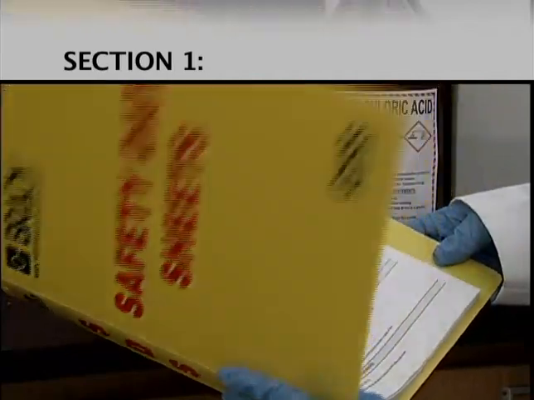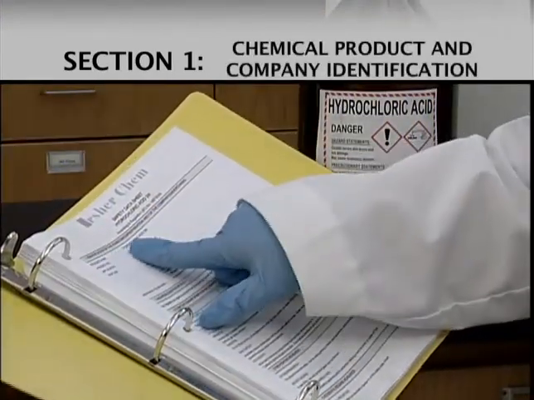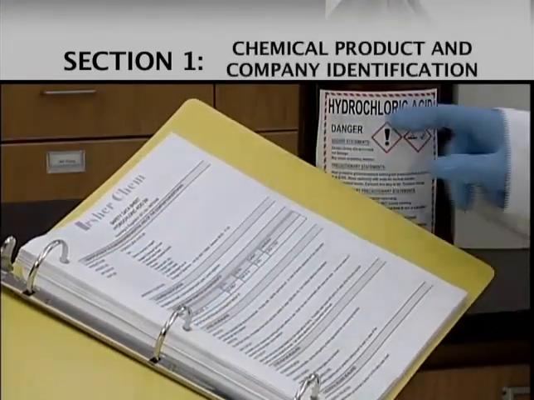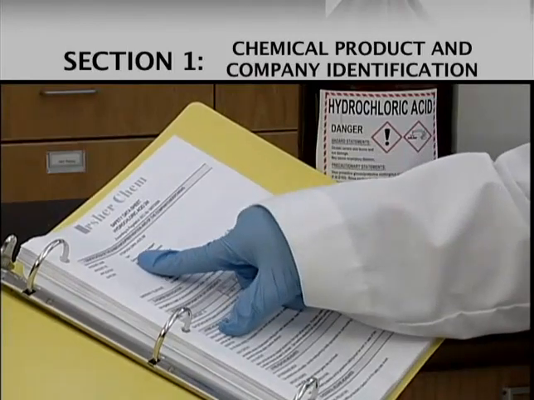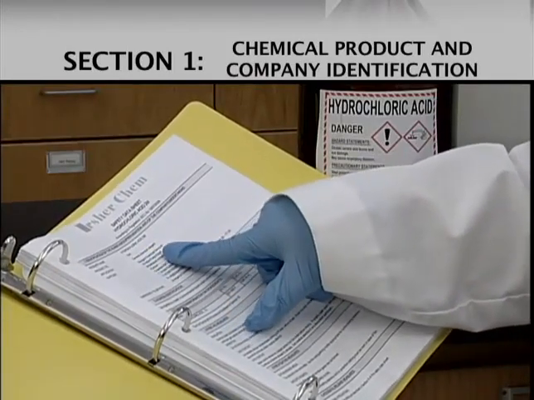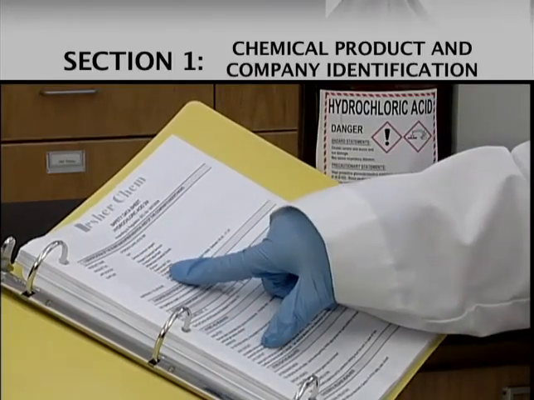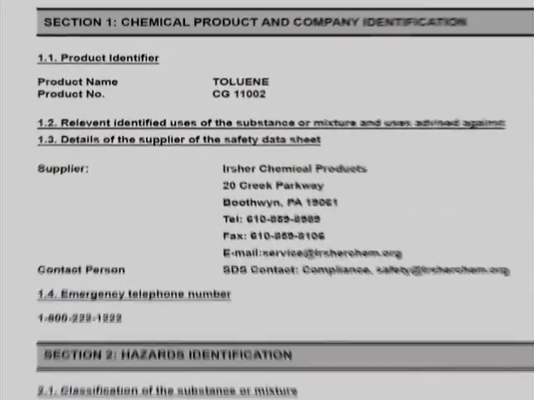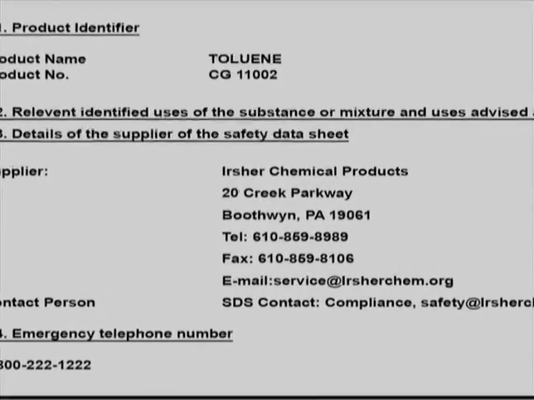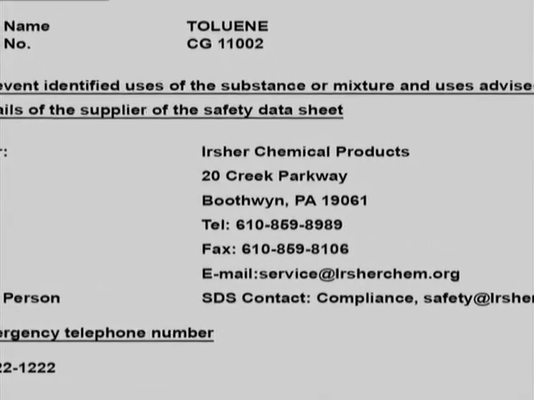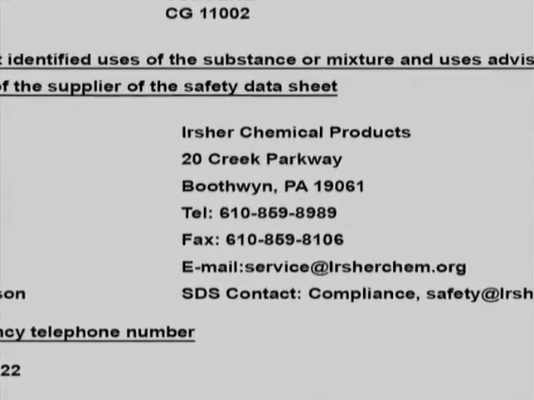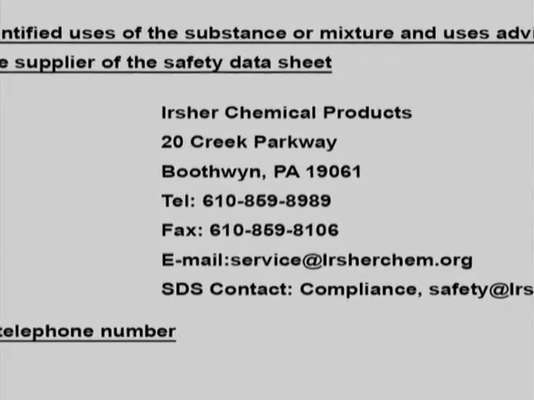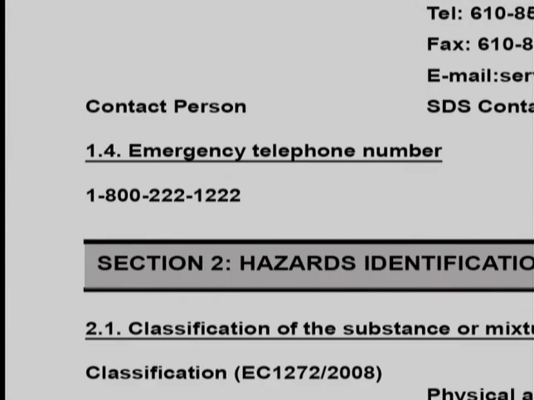Section 1 of the SDS identifies the material using the standard GHS product identifier. You'll find the same product identifier on both the SDS and the chemical's container label. Section 1 also lists the name, address, and telephone number of the chemical's manufacturer, importer, or distributor. This is provided in case you have questions about the SDS or the material itself. An emergency telephone number may also be listed for quick access to additional information.